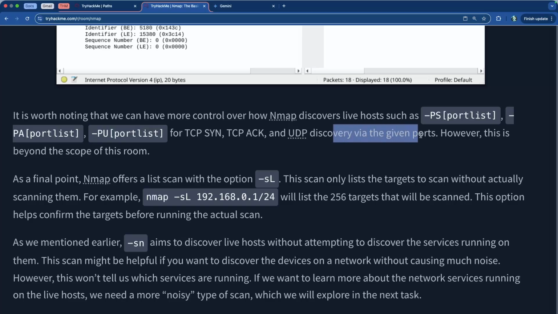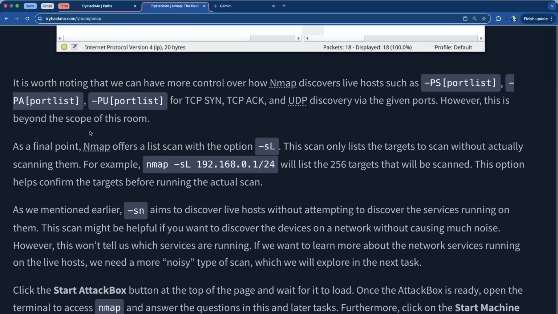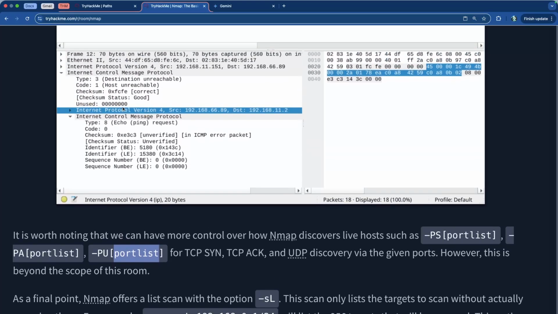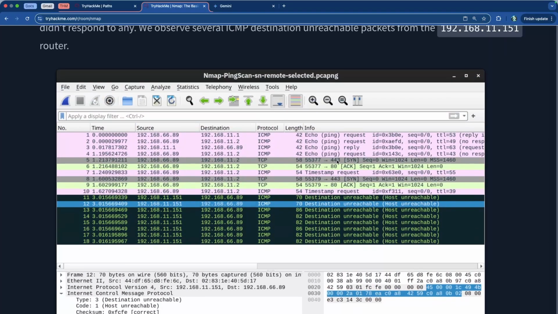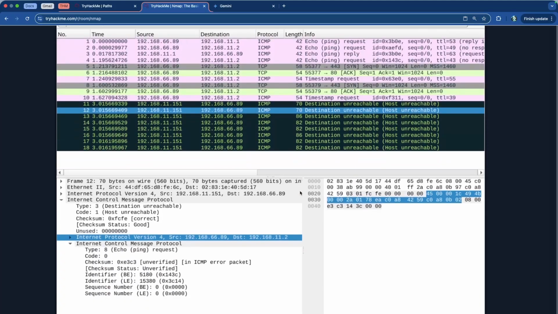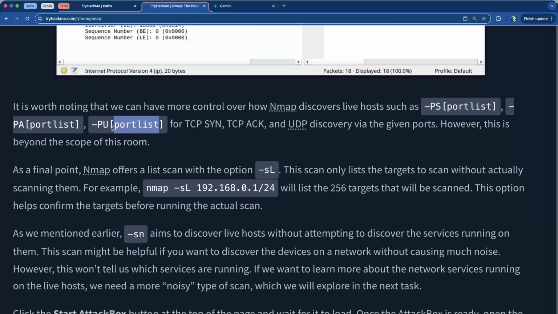And then via the given ports. However, this is beyond the scope of this room, but for the most part, essentially what that means is that the port list portion that you see right here could be, you could do port 80, and then you could do comma port 443, comma port 22, comma port 25, so on and so forth. And then that's how the port list would be.